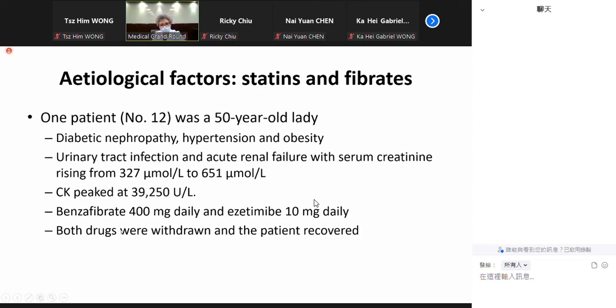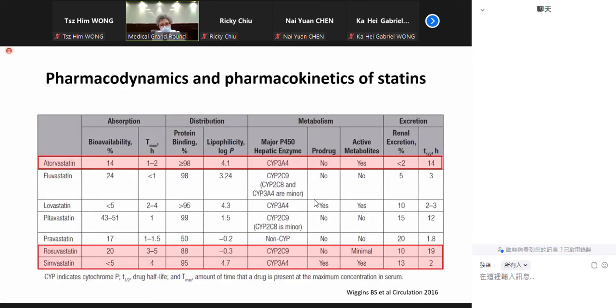So with that background, I thought we'll take the opportunity to talk a little bit about the PK and also the PD of statins, because this is such a common drug. And because it is so effective, and so many people have cardiovascular or renal disease, or are at high risk of cardiovascular disease, statin has a place.